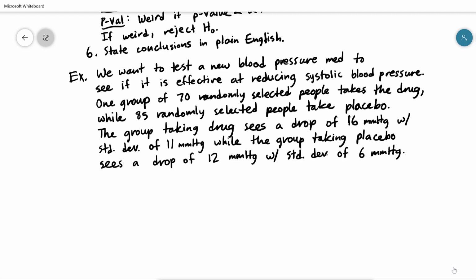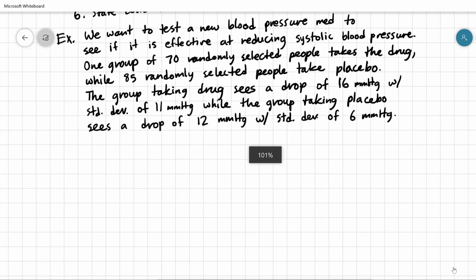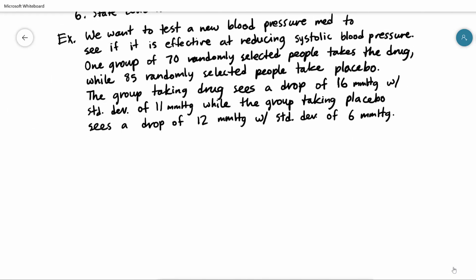So, see what we've written here in this short novel. We're testing a new blood pressure medication to see if it's effective at reducing systolic blood pressure. There's two groups of people. One group of 70 randomly selected people takes the drug. 85 randomly selected people take the placebo. The group that takes the drug sees a drop in their blood pressure of 16 millimeters mercury with a standard deviation of 11. And the group taking the placebo sees a drop of 12 millimeters mercury with a standard deviation of 6. We want to know, is the drug effective at reducing blood pressure? Is the drug helping, essentially?